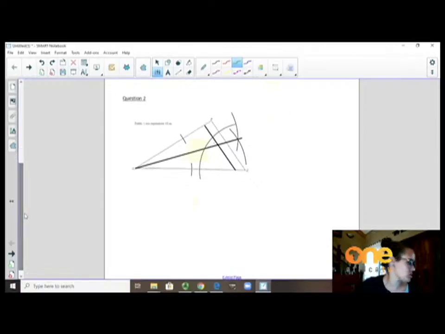Let's look at question 2. A treasure is hidden in a triangular field where 1 centimeter represents 10 meters. Using a straight edge and compass only, construct the scale drawing, the locus of points within triangle ABC which are equidistant from AB and AC.